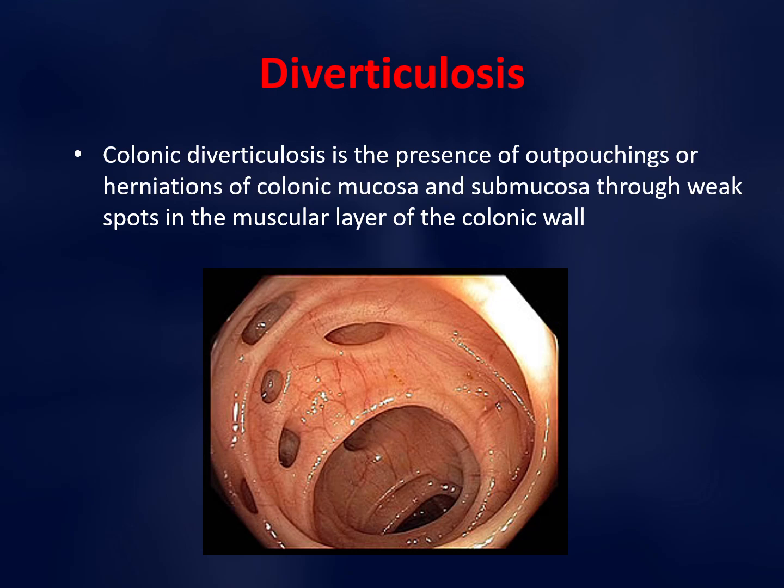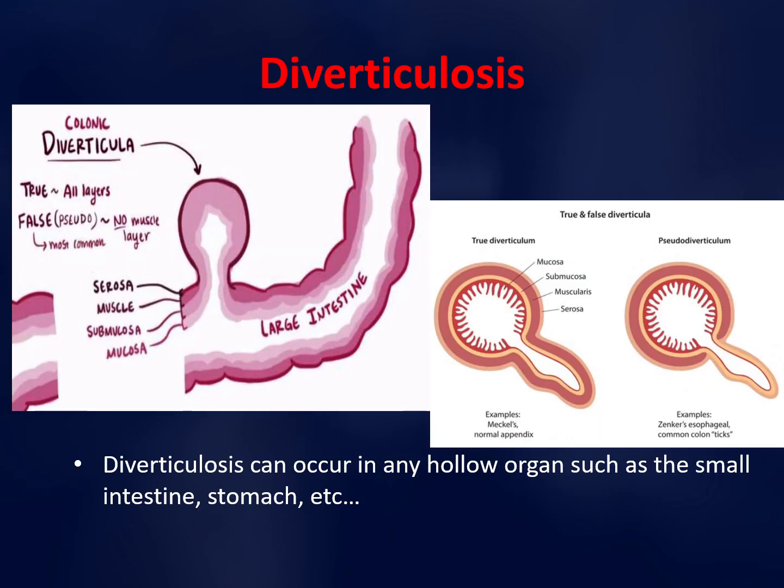colonic diverticulosis. So as we can see on the left side of the screen, we have a drawing with the layers of a normal intestinal wall: mucosa, submucosa, muscle, and serosa. And as we can see, we have protrusion of all the layers through the intestinal wall. This is what we call a true diverticulum. An example is Meckel's diverticulum.